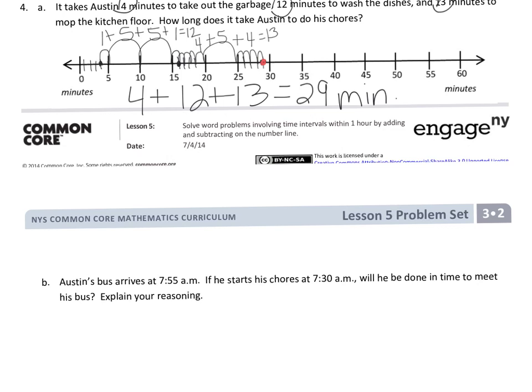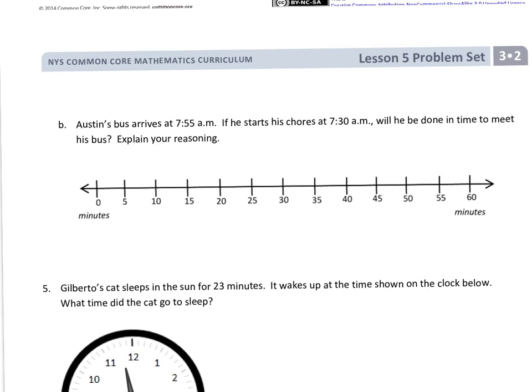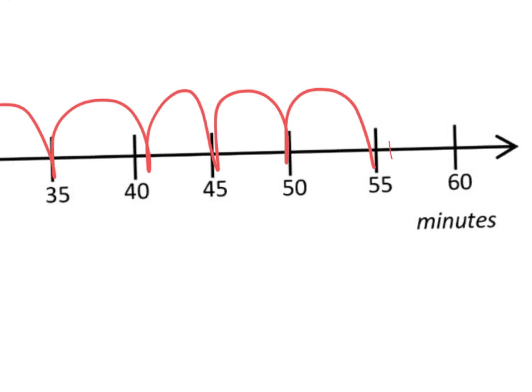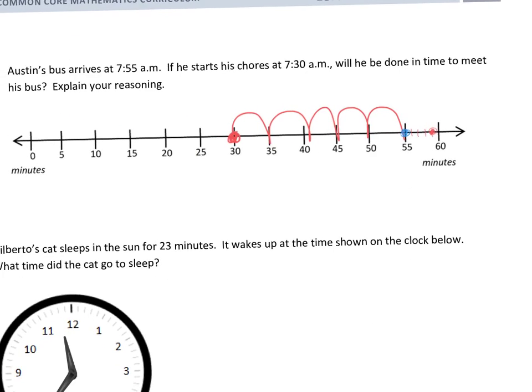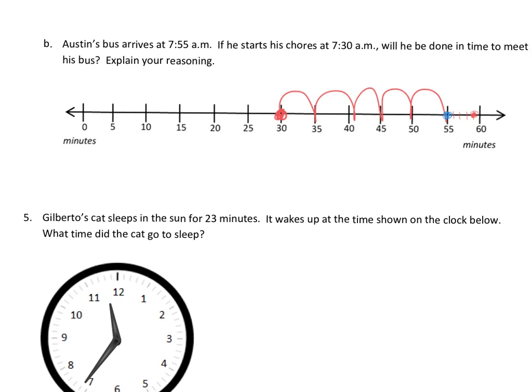Okay, so let's take a look. If I put a number line on my page, okay, so he starts his chores at 7:30. So here's my 30 on my number line. I need to make 29 minutes in jumps and see if I'm done before 7:55. 5, 10, 15, 20, 25, 26, 27, 28, 29. So 29 minutes in jumps is right here. His bus is coming at this time. So, does he have enough time to finish his chores before the bus? No, he doesn't. So, our answer is no. He will need 4 extra minutes to complete his chores.